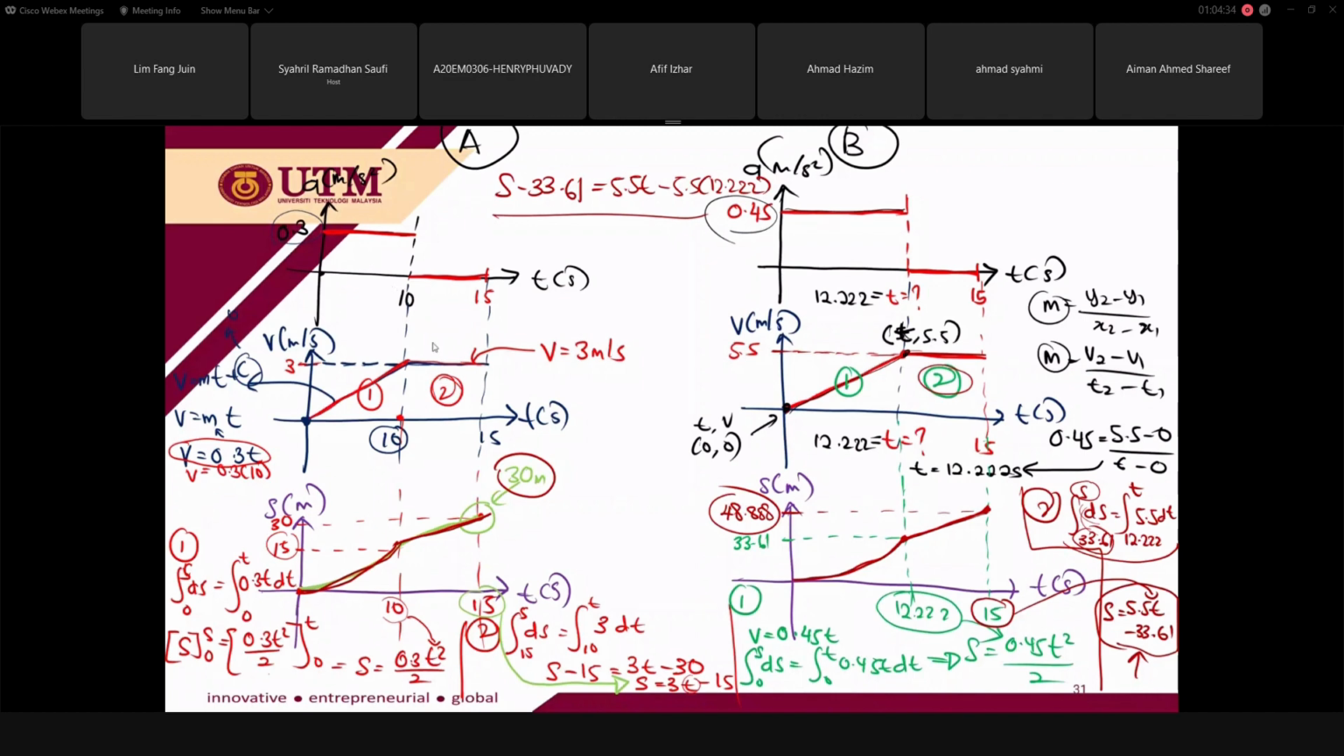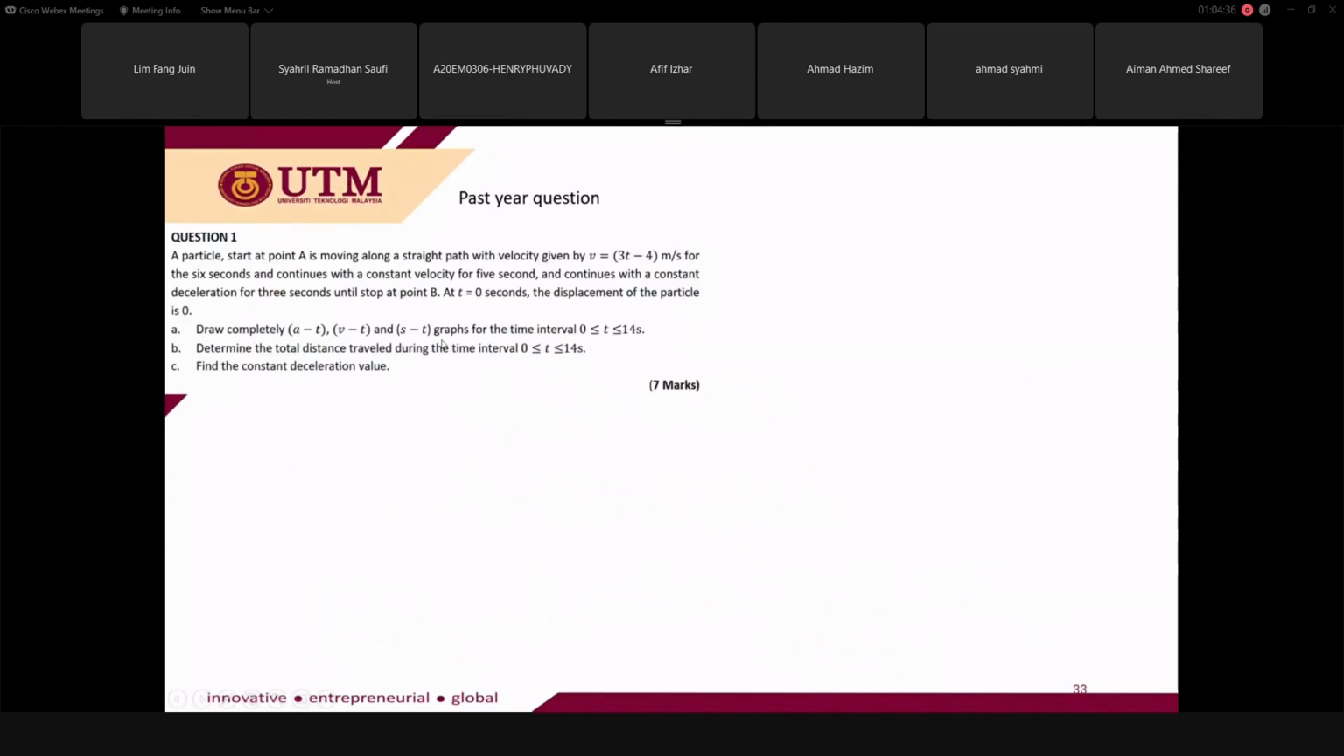Okay, so for this slide, I put a past year question to introduce to all of you how the question in the test will look like. So this is the example of the past year question. If you notice from the question, you don't have a figure or a graph. So you need to understand the question and then start to draw the graph based on the sentence.